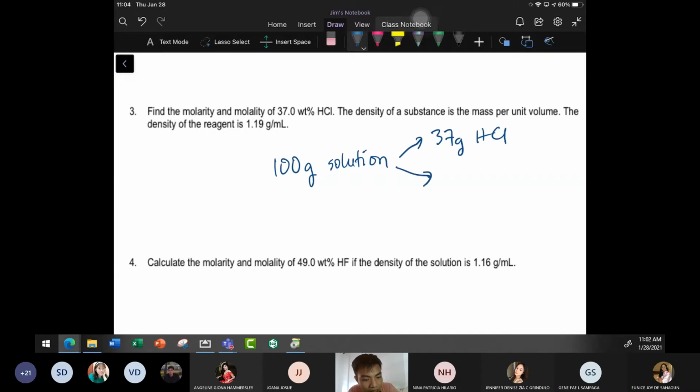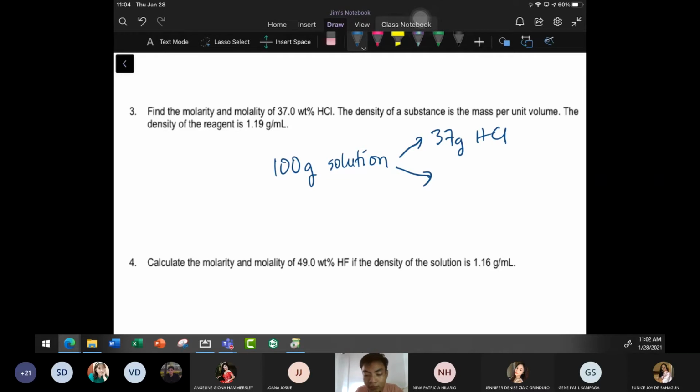Okay? Bakit 100 grams? Kasi pag 100 grams times 37%, ibig sabihin nun 37 grams yung inyong HCl. And then, yung remaining, that will be your solvent. Ano yung solvent nyo? Water. Because in chemistry, in analytical chemistry, the solvent is usually water if not stated. Okay? So, ganun yung gagawin nyo ha.